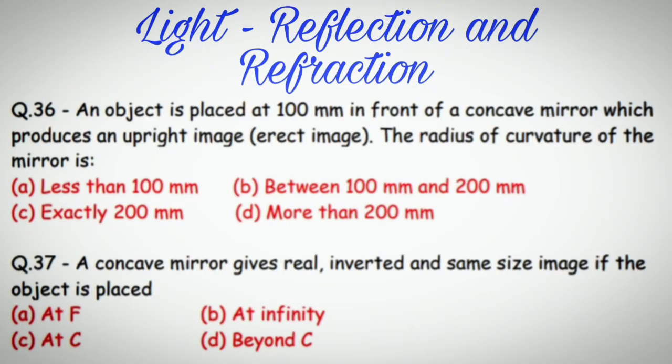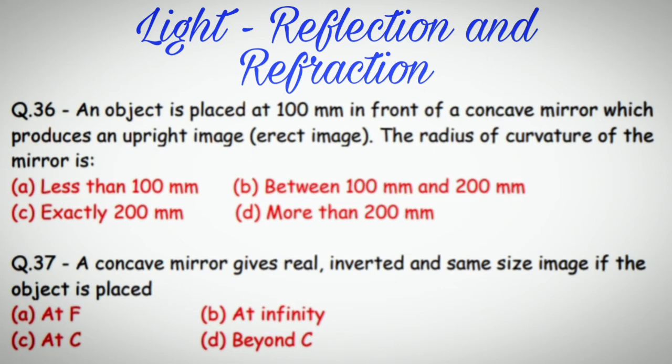Next question comes here. An object is placed at 100 mm in front of a concave mirror which produces an upright image. The radius of curvature of the mirror is: option A, less than 100 mm, option B, between 100 and 200 mm, option C, exactly 200 mm, option D, more than 200 mm. And the correct answer is more than 200 mm.